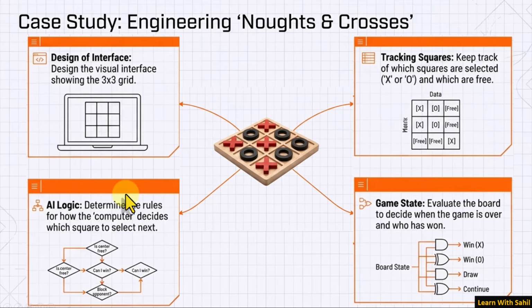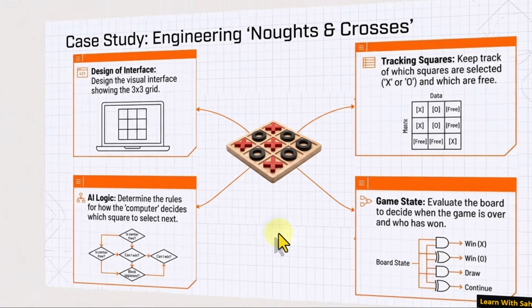Okay, then AI logic: simply determine the rules for how the computer decides which square to select next when it is the computer's turn. So the computer has to logically think which square it should select next. Okay, so you have to design that. That can be another subproblem here. And game state: evaluate the board to decide when the game is over and who has won. Okay, so that is an example of decomposing a noughts and crosses game.